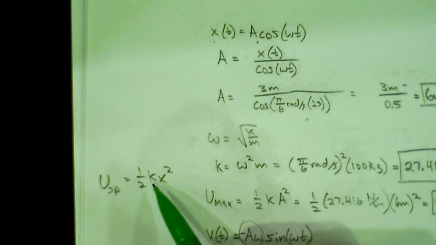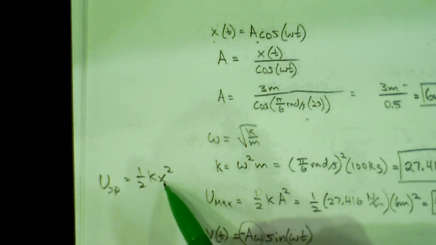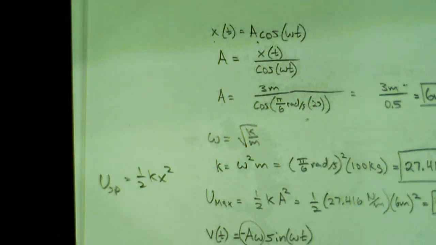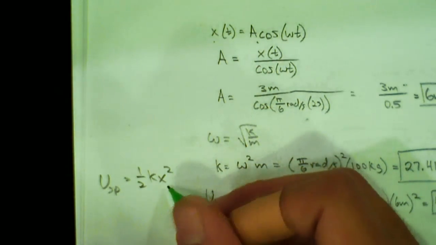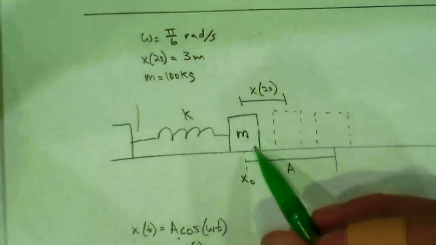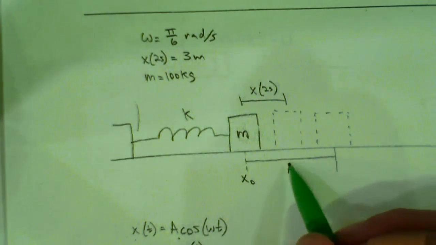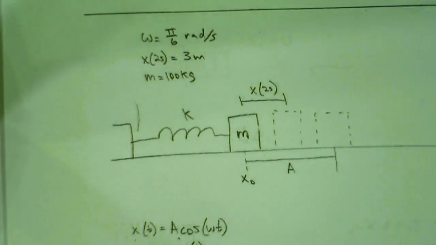k is a constant, right? So it's not going to change. 1/2 is just a number. x is the only thing that's changing as you're oscillating. And so we need the maximum x value to get the maximum potential energy. And it turns out the maximum x value for a spring system is going to be the amplitude, because that's the farthest it gets stretched or compressed.